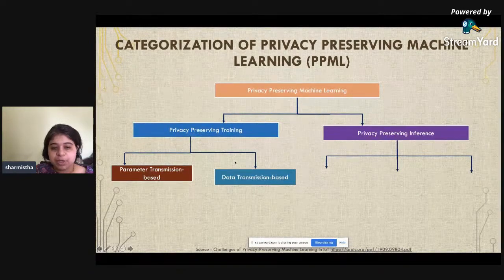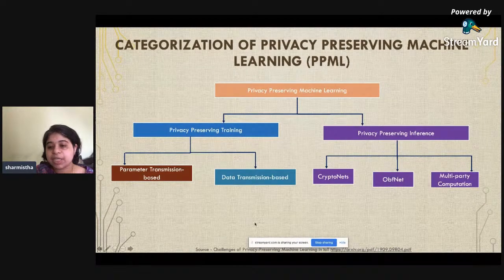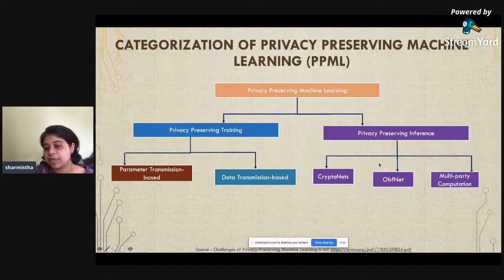And for data transmission, you also have mechanisms of secret sharing, PKI mechanisms, like three-party data exchange, where one party provides you the encryption key, and a kind of central authority signature. You can sign your data. Then in the inferencing technique, we have CryptoNets, ObfNet. ObfNet is used in IoT kind of settings. How do you obfuscate that data?